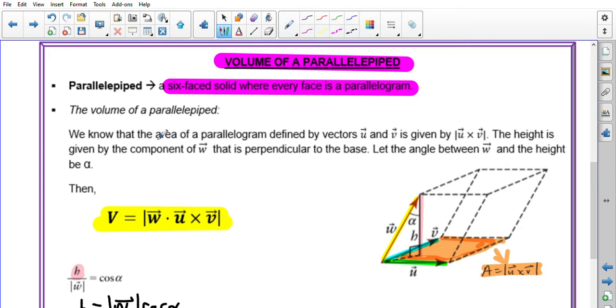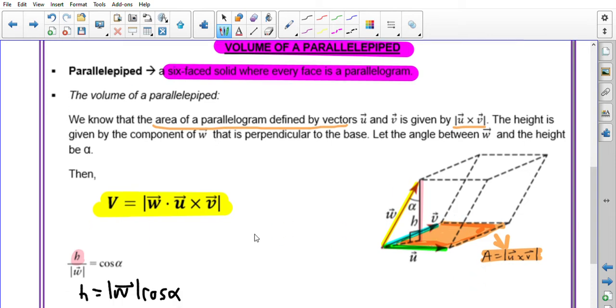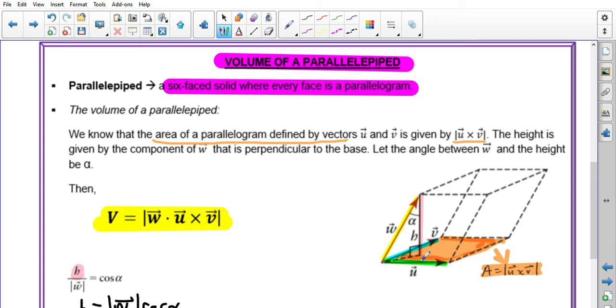Okay, so the area of the parallelogram is always given by the magnitude of the cross product of u and v. So we know that the volume formula is always area of the base times the height of the 3D shape. So we basically have the area of the base, right? So the area of this parallelogram is the area of the base of the entire parallelepiped. So then what are we going to do to find h, right? H is the actual height.